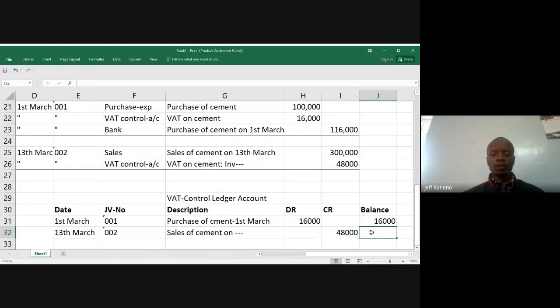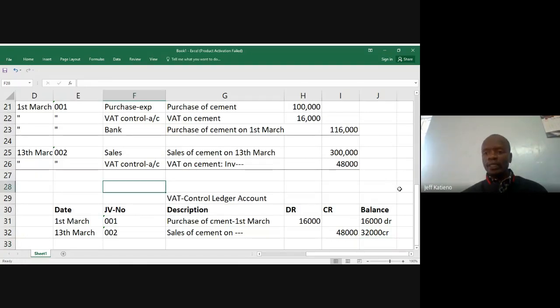So this one is 32,000. Or you can write it like this: 16,000 debit. Then when you come here, you get 32,000 credit. So this means payable.